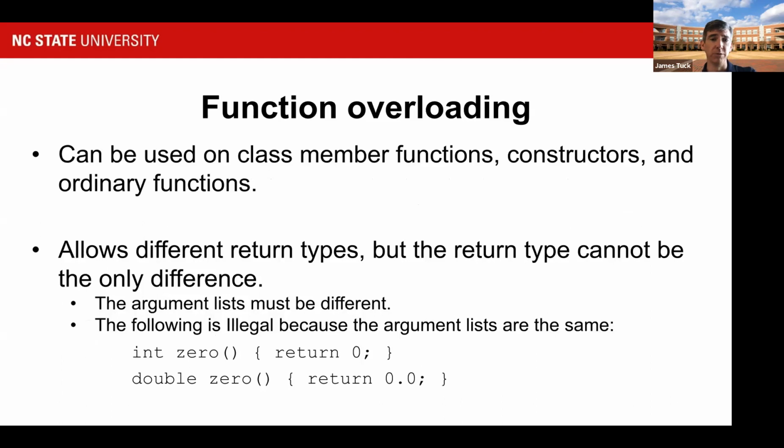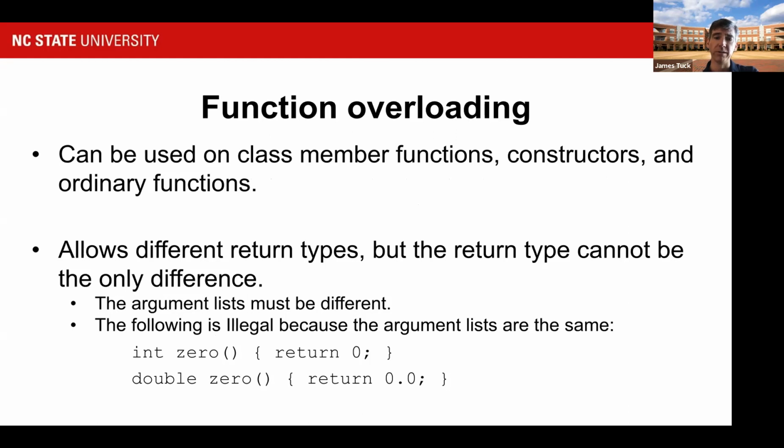Function overloading can be used in a lot of different contexts. It can be used on class member functions. It can be used on constructors, right? So we could have multiple constructors in a class that take slightly different arguments, so that we could construct an object in different ways. And it can also work on any ordinary function we have in our program. We can apply function overloading anywhere we declare functions.